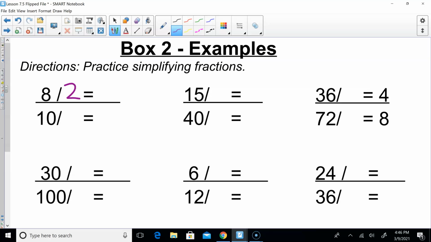Well, I know they're both even numbers, so I know all even numbers can be divided by 2, which would give me 4/5. I know that 5 is a prime number. It can't be broken apart anymore, so 4/5 would be in its simplest form.